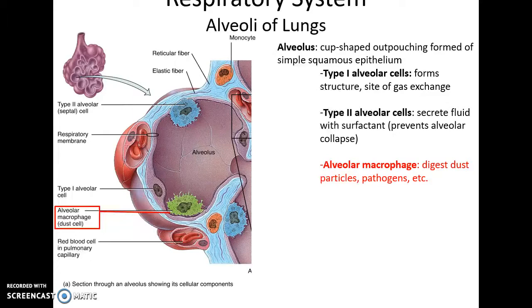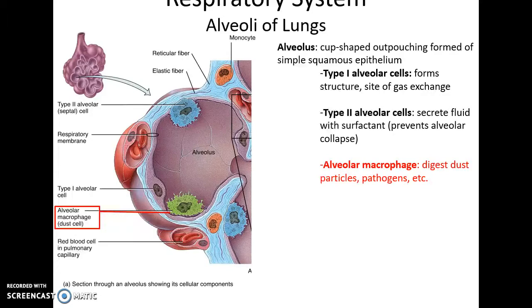And then also found within the alveolus is the alveolar macrophage, which is an immune cell going around engulfing dust particles, any things that end up in the alveolus, as well as pathogens that may be trying to cause an illness within the alveolus.